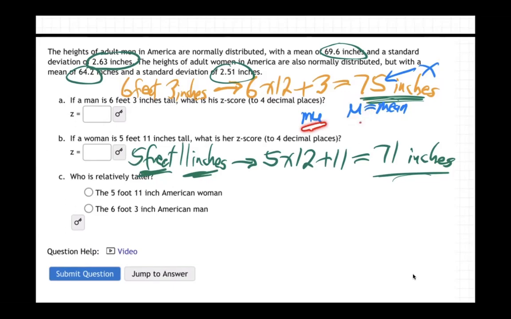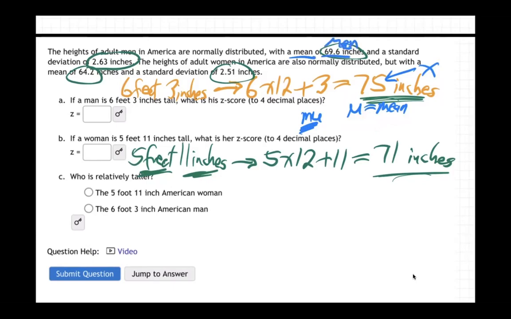It's pronounced mu. It's a Greek M. It looks like a U, and the M means mean, average. So whenever you see U, it's really a mu, M for mean. And what is the mean for the man? Right there. The mean is for the man, for men.